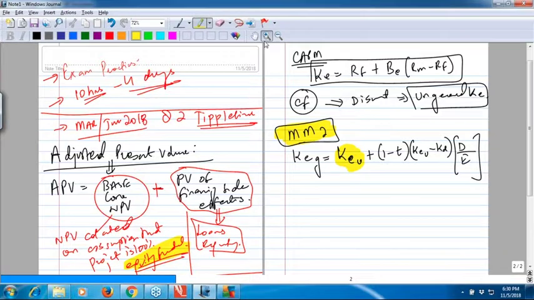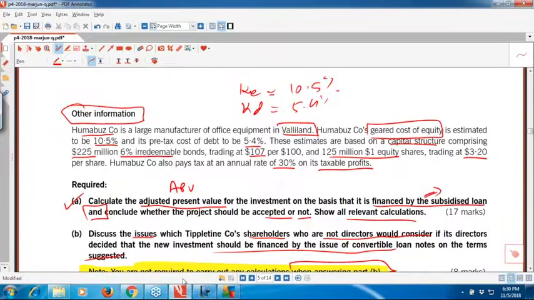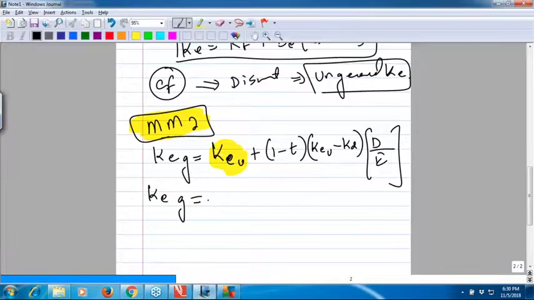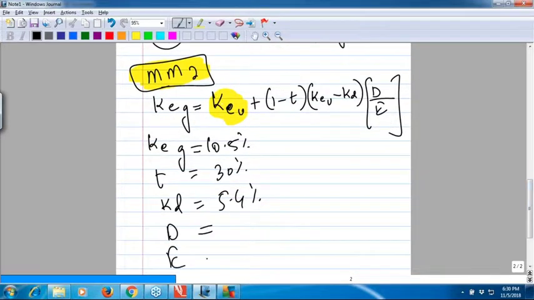So now let's try to calculate the ungeared cost of equity using this scenario. In the given scenario, we have the cost of equity, which is actually the geared cost of equity. We are being given in the question that it is 10.5%. Now, the tax rate is 30%. The cost of debt is 5.4%. Then we need the market value of the debt and the market value of equity.